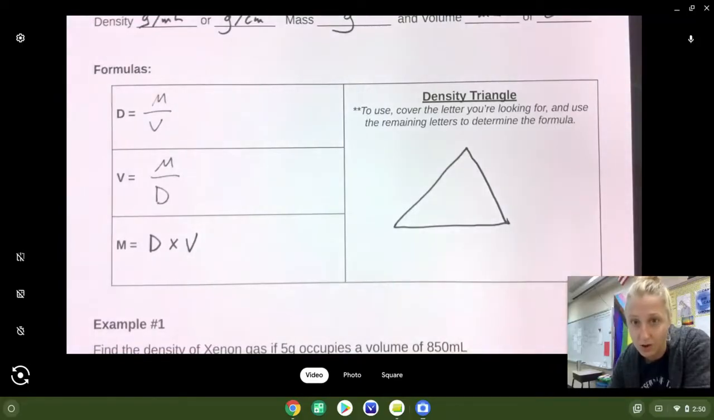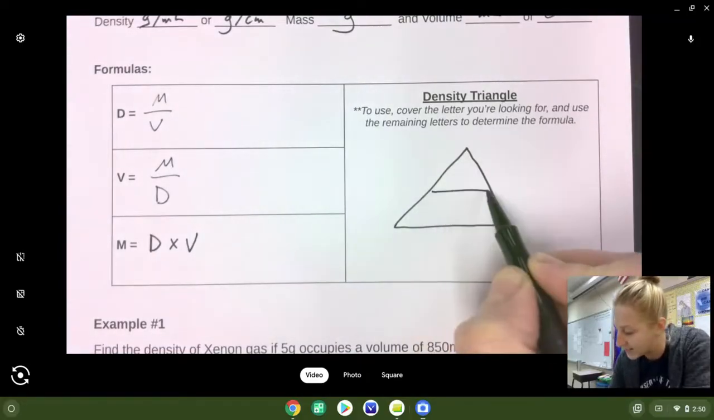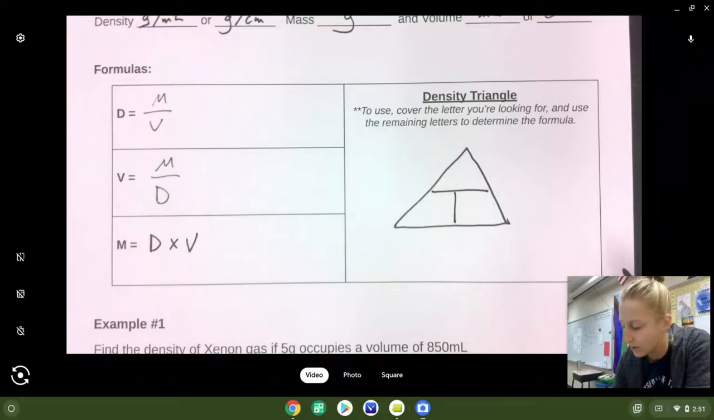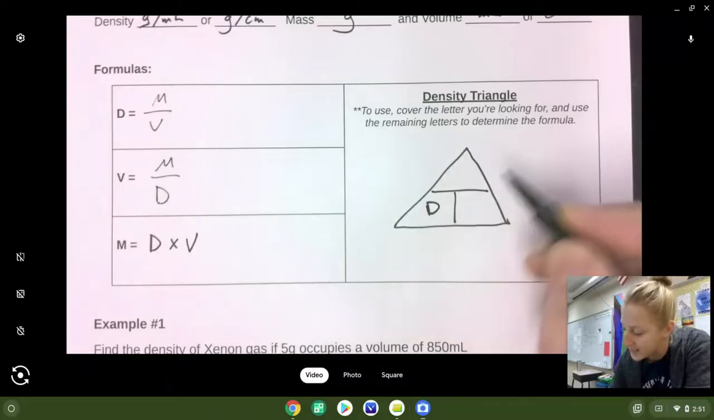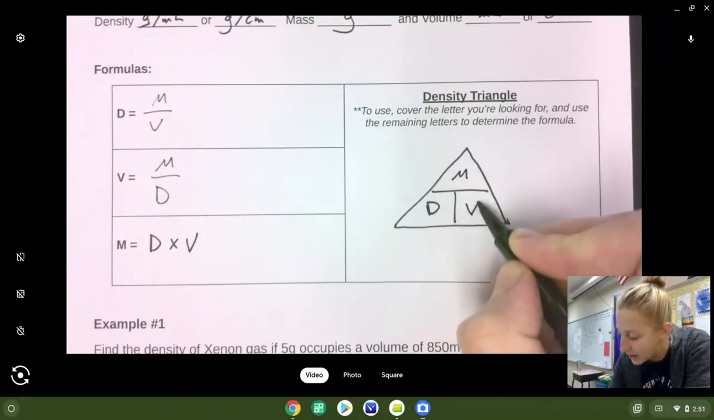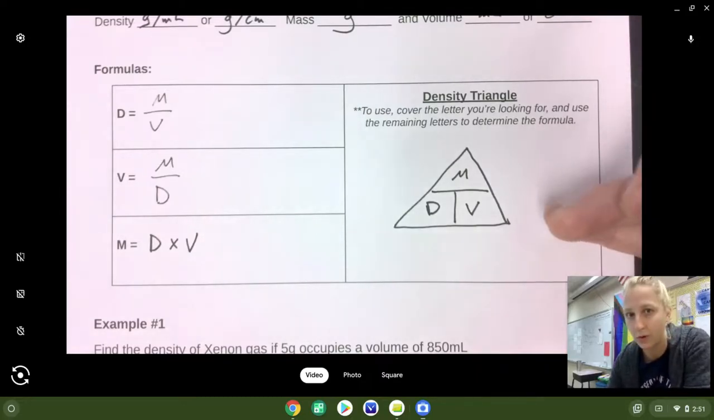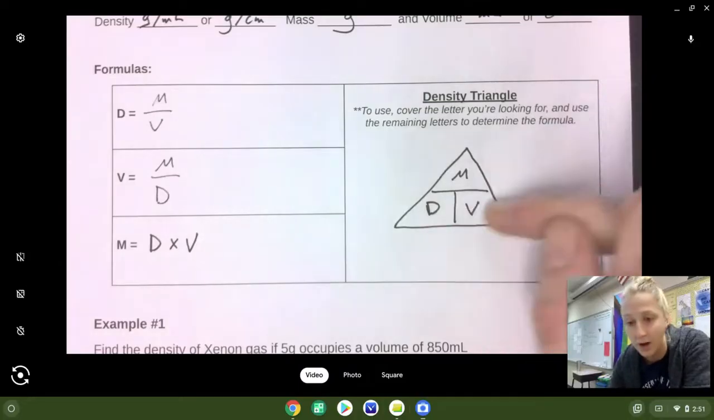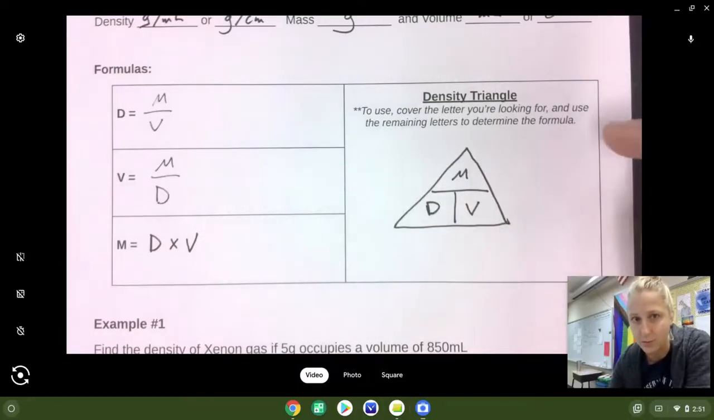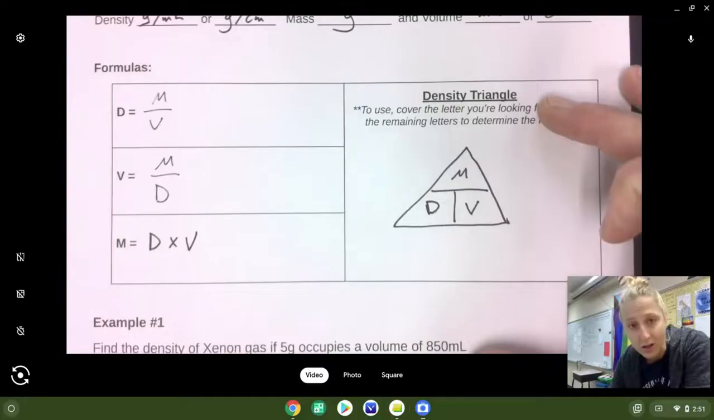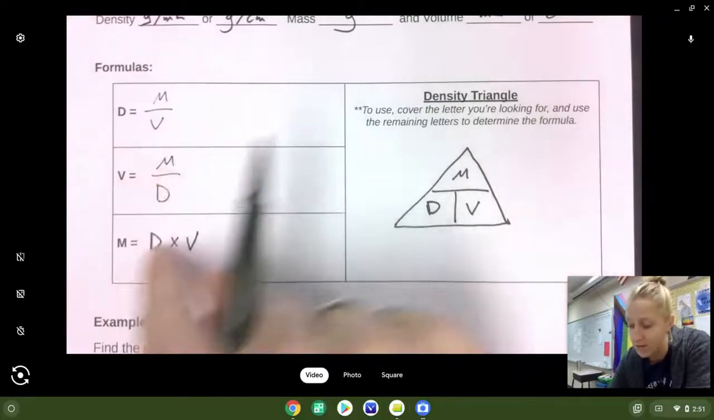So if you just draw a triangle and then draw a T inside of it, okay? I'm going to put the D down here, the M here, and the V there. It's very important that you remember the order that these letters go in. That's probably the most difficult part of using this density triangle, is remembering how to draw it with the letters in the correct spots. But once you have it drawn, you can see that we can actually derive these formulas from the triangle.